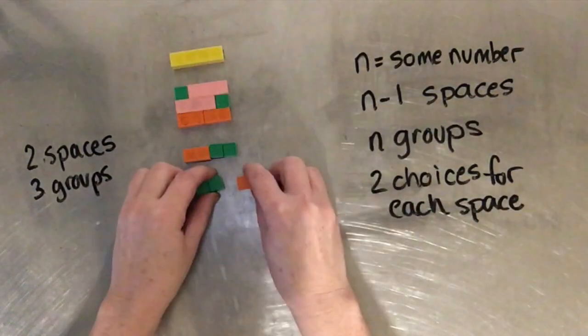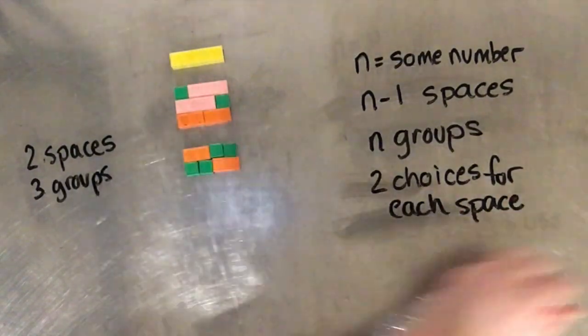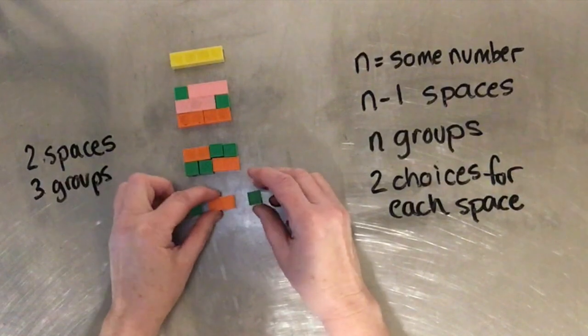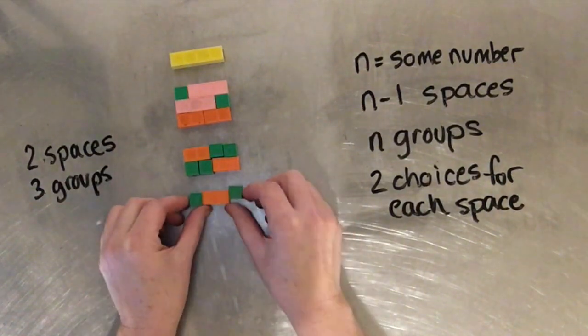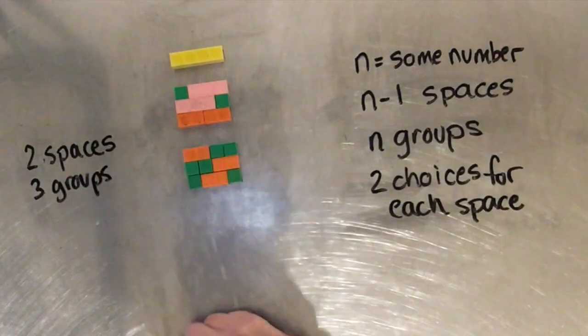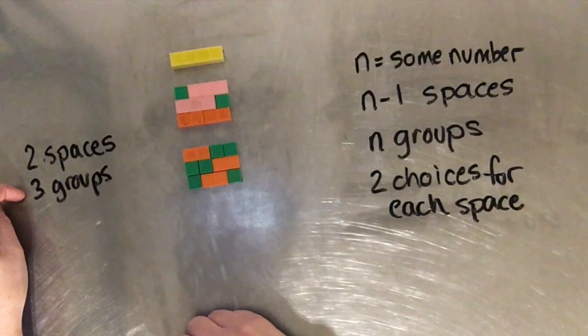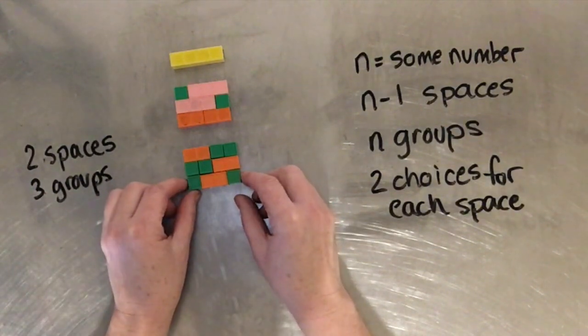There is another one. We've got 2 spaces, 3 groups. Here's another one, 2 spaces, 3 groups. Is there any other way to make a 4 with 2 spaces, 3 groups? I can't think of any other ways. I believe that we have them all.